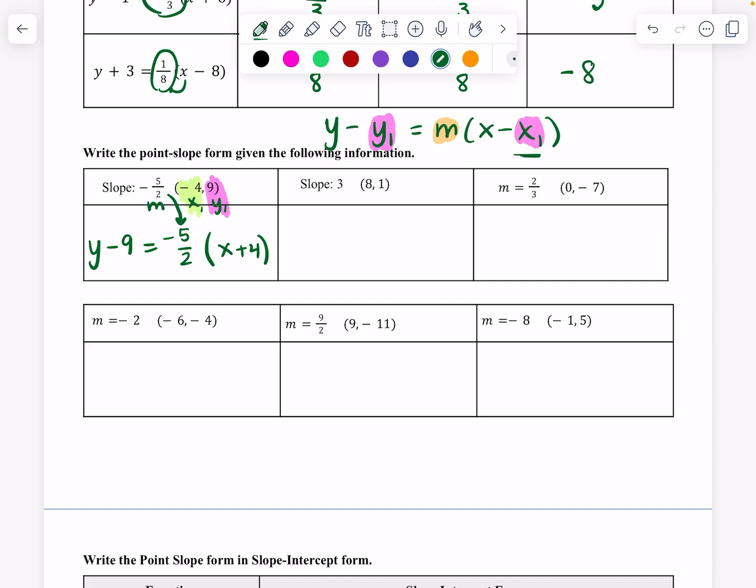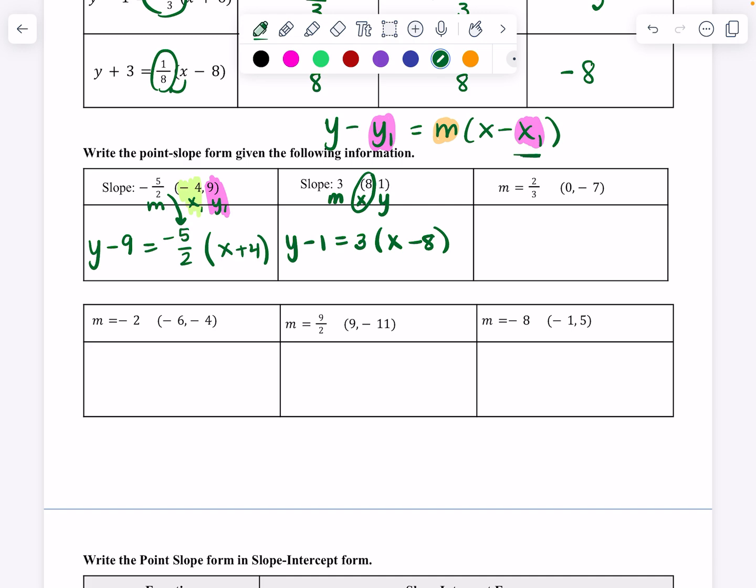Okay, so let's try another one. So again, I have y, and then I look at my y coordinate. There's y, there's x, there's m. So y is positive 1, so I'm going to write minus 1. Equals, m is 3, and then x, the x here is positive 8, so minus 8.